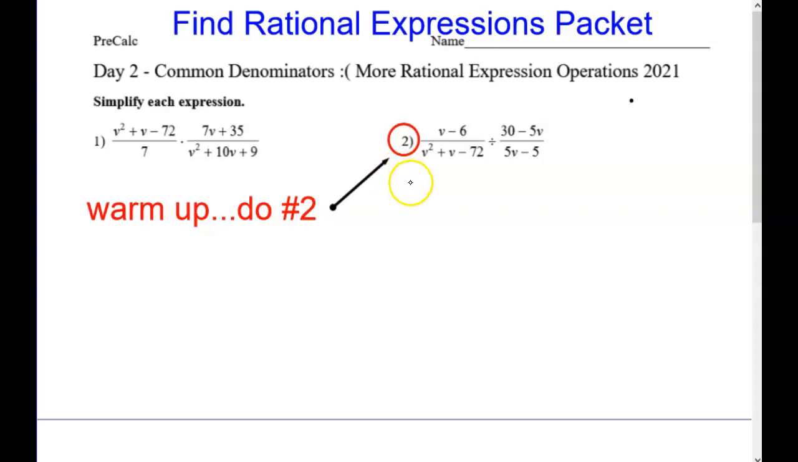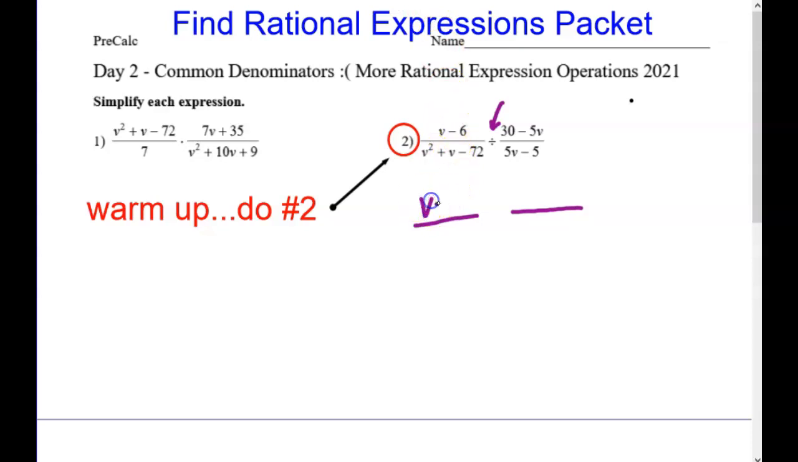So multiplying and dividing is basically seeing if anything simplifies. So dividing means we have to flip the second one upside down, and we have to factor everything because we can't cancel unless it's a factor. We can't cancel when there's addition or subtraction.